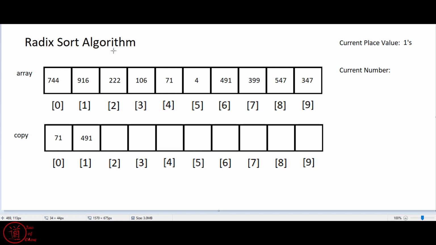We continue looking for 2s. So the next number we're looking for is a 2. 222 ends in a 2, so we'll throw that in there. Nothing else ends in a 2. So the next number is a 3. Looking, nothing ends in a 3. So the next number is a 4.